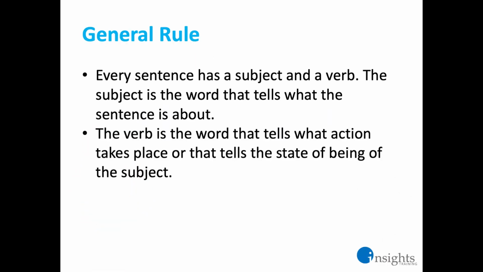General rule. Every sentence has a subject and a verb. The subject is the word that tells what the sentence is about. It is what is being talked about in the sentence. On the other hand, the verb is the word that tells what action takes place, or that tells the state of being of the subject.